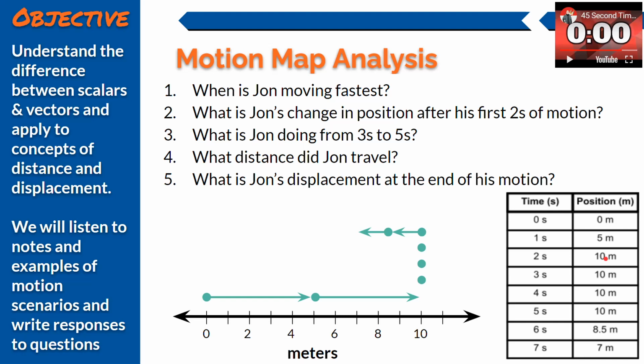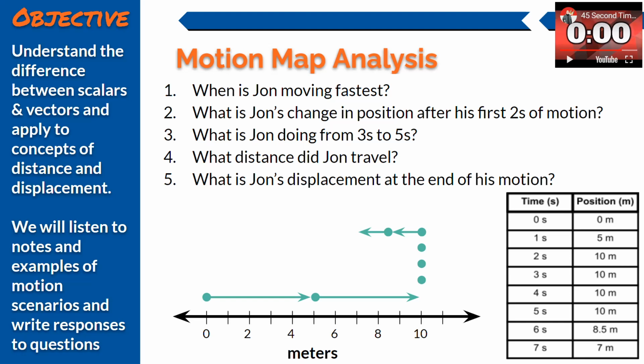What about the next one? What is John doing from 3 seconds to 5 seconds? What do you think, Braylon? Standing still. Yeah, he's not moving. Those are those dots. Or again, you can look at the table. His position is staying the same. Even though time is passing, that means he's not moving.